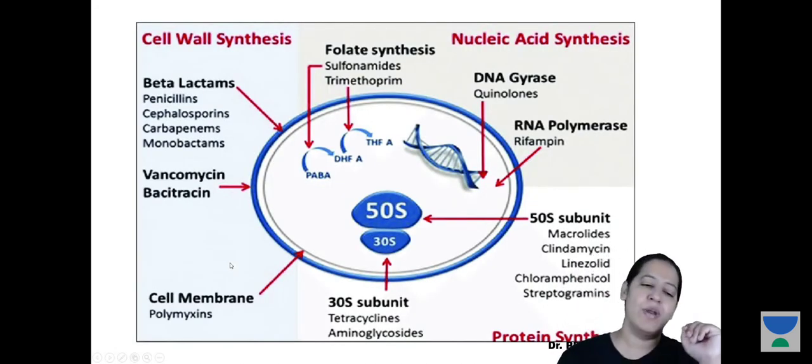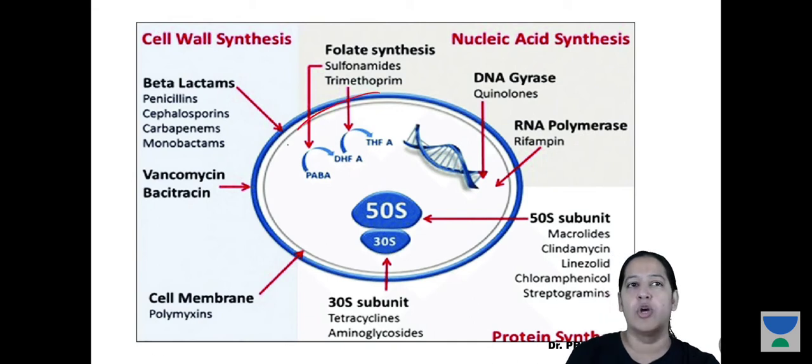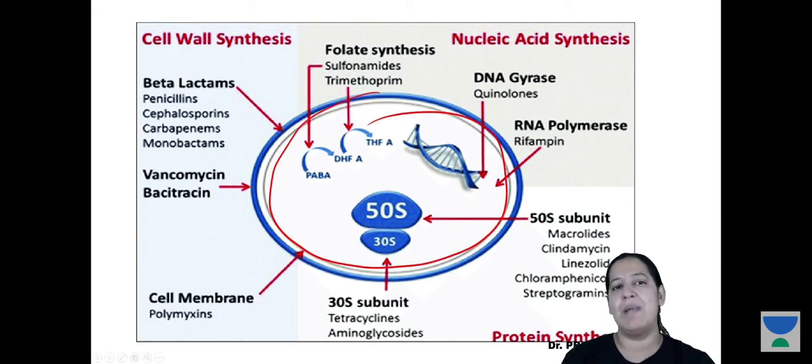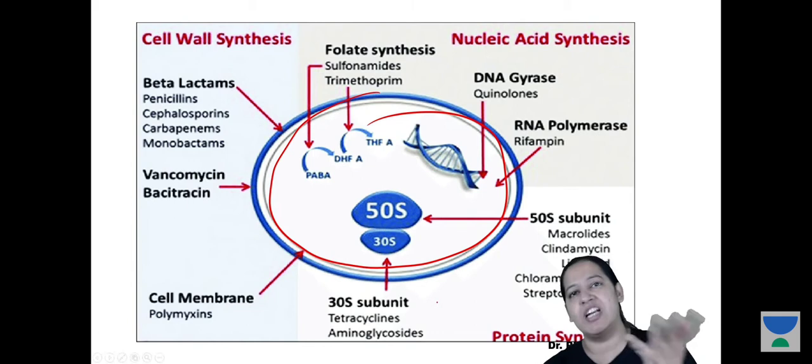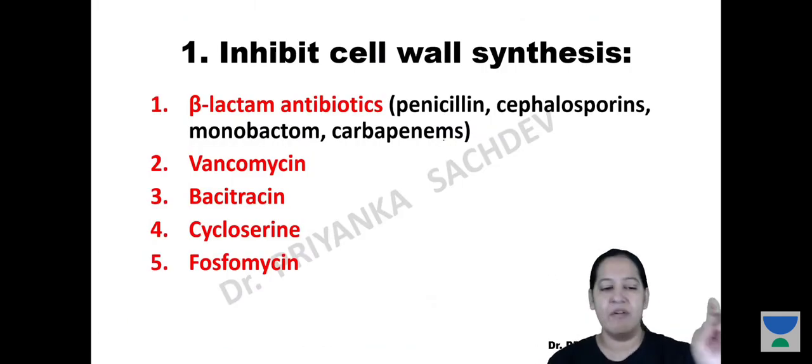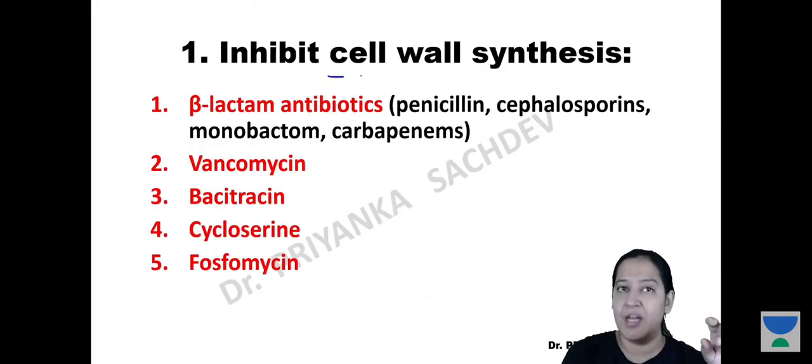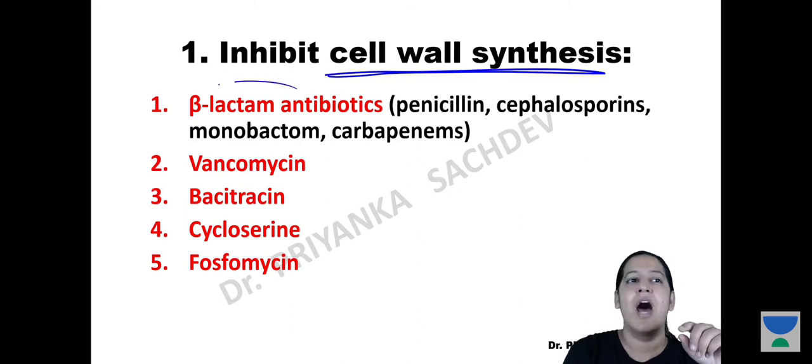The same story is given here also in this diagram which I have taught you. You can see the cell wall, you can see the cell membrane, and you can see the various mechanisms by which each antibiotic is acting. So learn the names of the antibiotics. The antibiotics which inhibit cell wall synthesis are beta lactams.